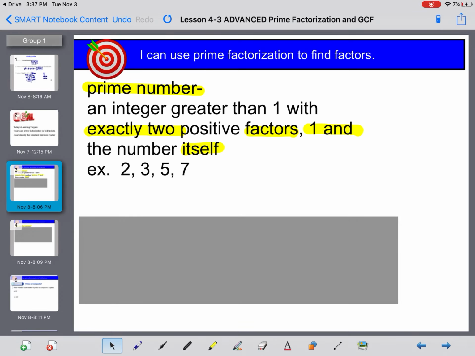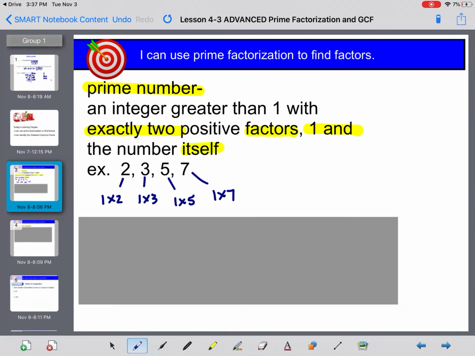So here are some examples of prime numbers. 2 is prime because the only number that divides into 2 is 1 and itself. There is no other number that divides evenly into 2. The same thing is true about 3. 1 times 3, 5 is 1 times 5, 7 is 1 times 7, but those are the only numbers that go into those.